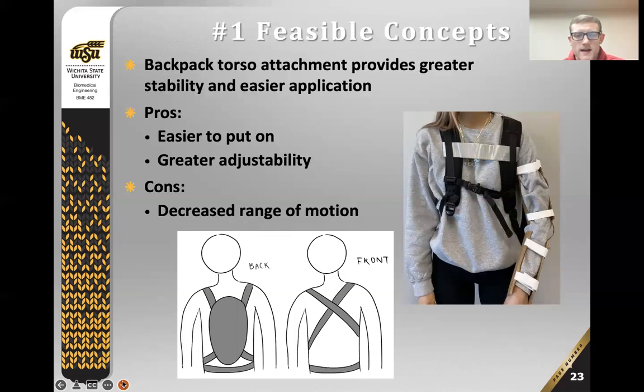The device requires an attachment point to the patient's torso to help ensure stability of each joint within the arm, and this is currently achieved through the use of a bulky vest-like attachment. This is not ideal as it is heavy, unwieldy, and difficult to put on.